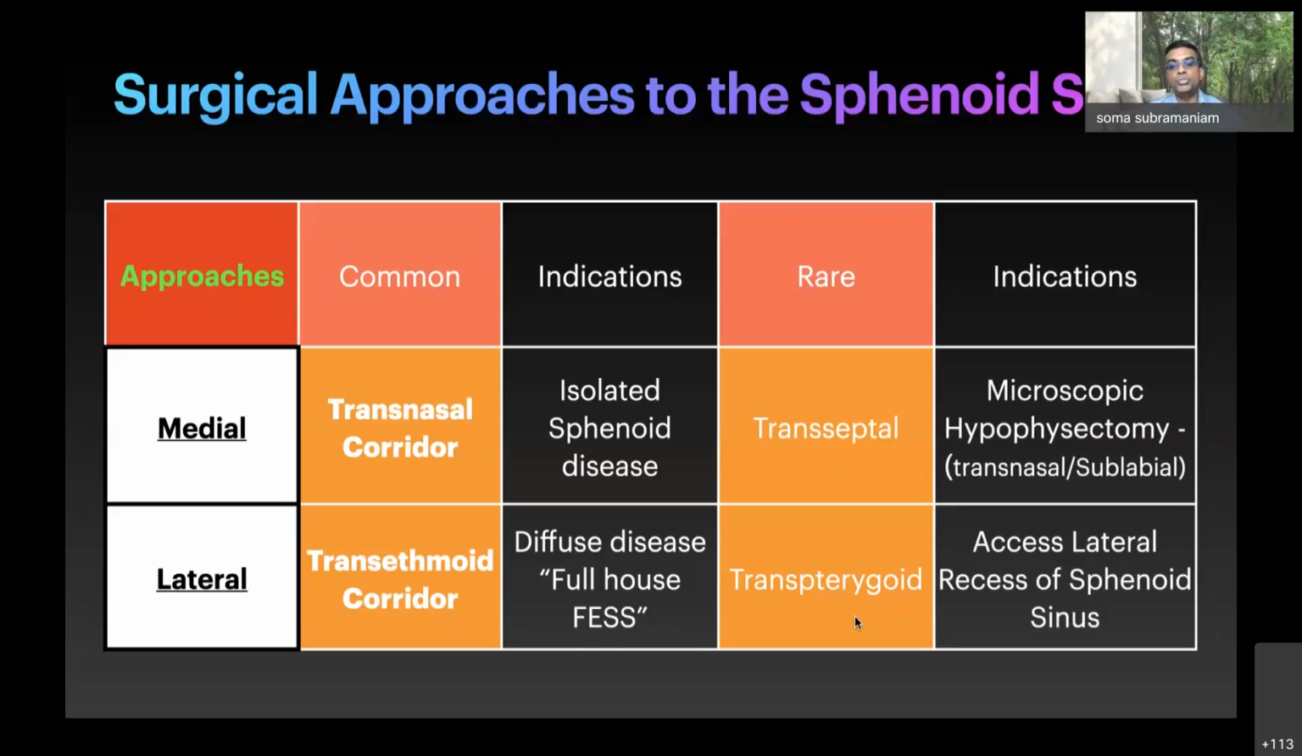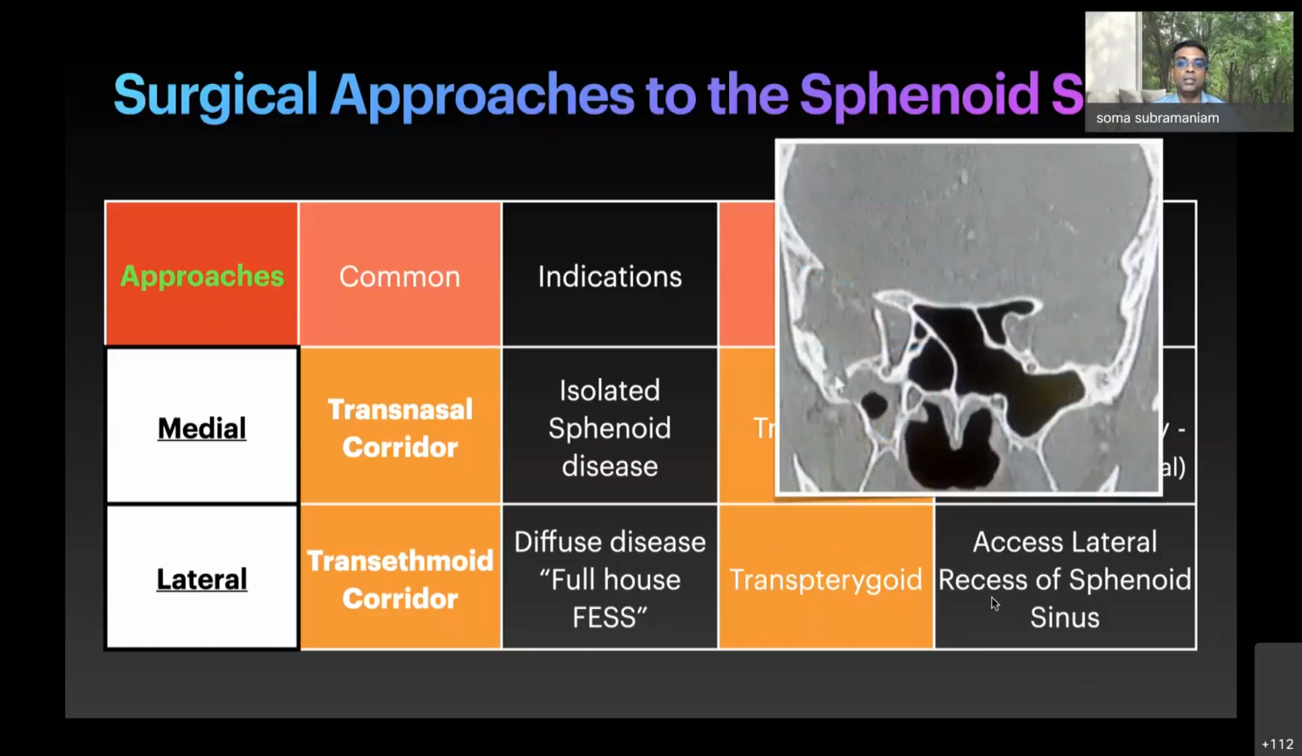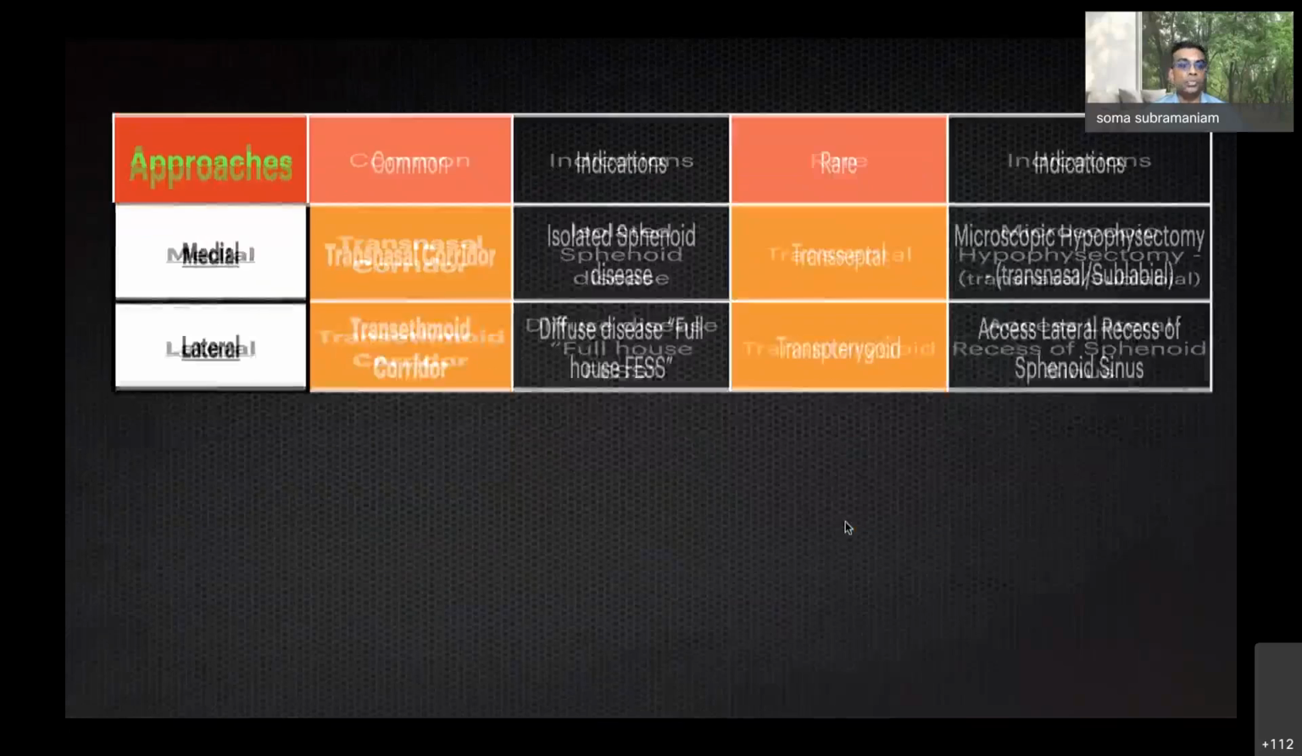And the lateral approach that I will give you a case example of later on is the transpterygoid approach. This may be used to access the lateral recess of the sphenoid sinus, or the pterygoid region, or even beyond, whether it may be the PPF or the infratemporal fossa. All right, so this is an example of a lateral recess CSF leak, as you can see shown here, and this will require a lateral transpterygoid approach to reach there.